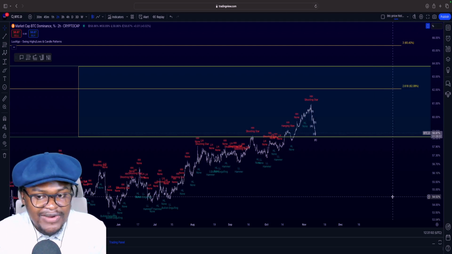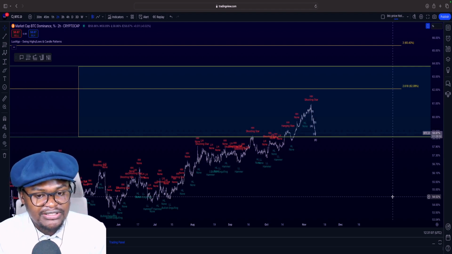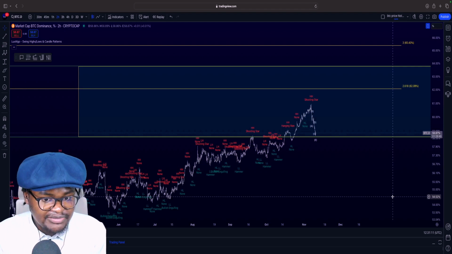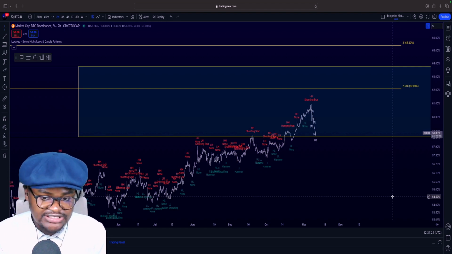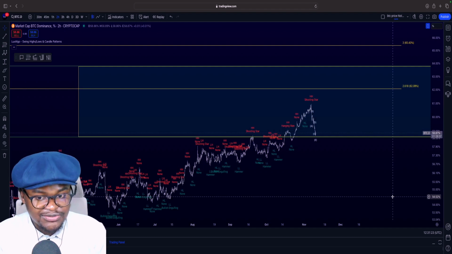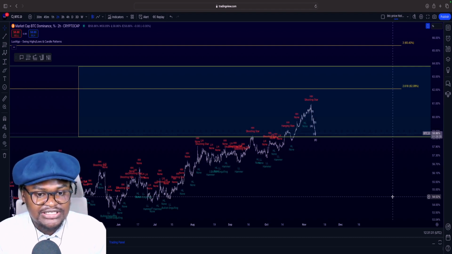Now, we don't know when. Historically, it happens somewhere around December and January of the post-halving year. So December of the halving year to January of the post-halving year, put into this cycle, that would be December, which will be next month, to January of next year. So the alt season could start at any moment between now and January. So it's just a matter of patience at this point.